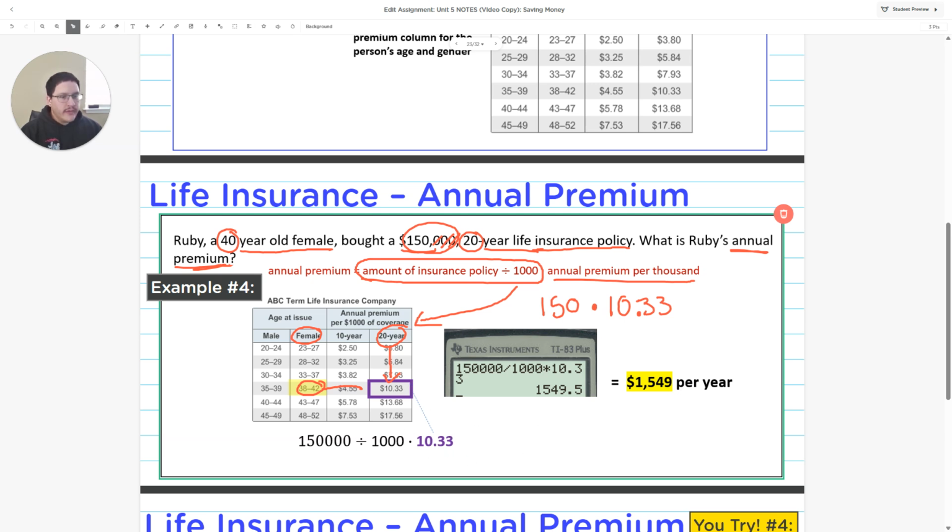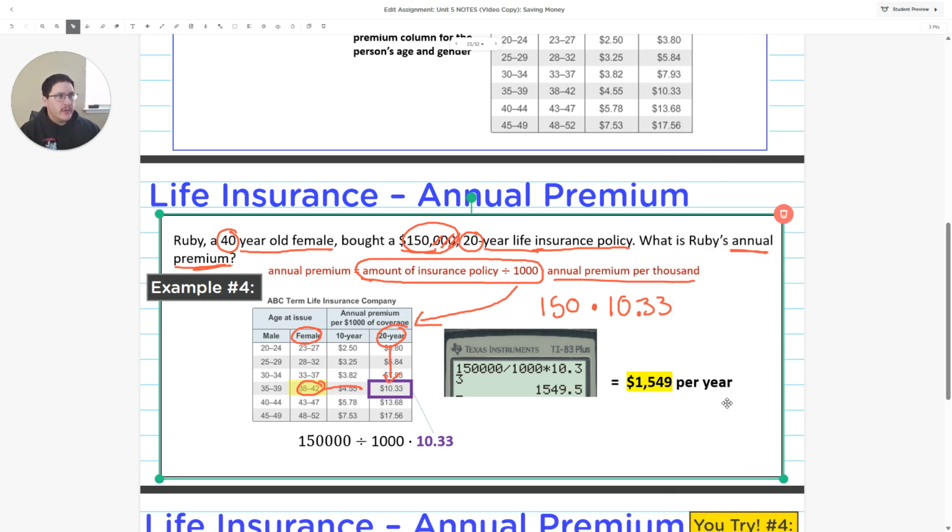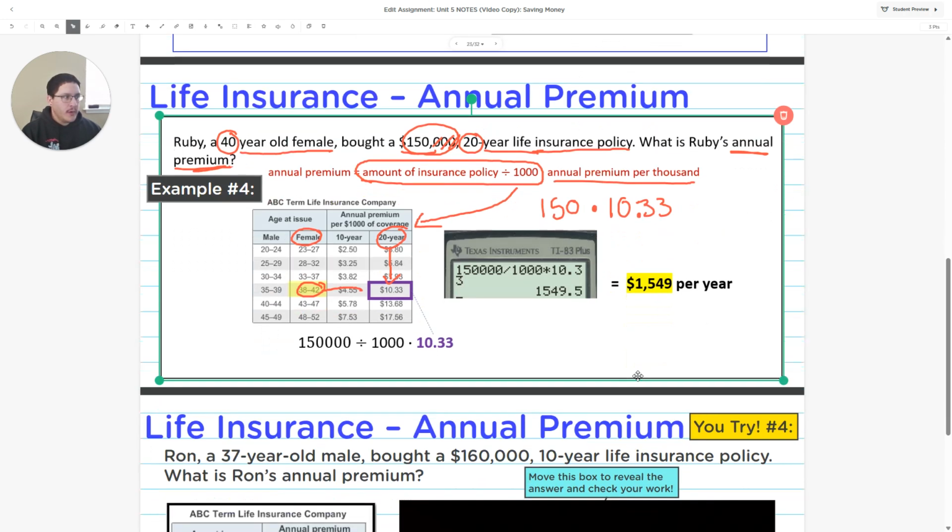And you could do all this in one go too. You don't have to just do it piece by piece like I did. I just did it that way to break down what's going on with this problem. So again, you could just do this all in one go, and you'll come to the same conclusion, same result. Either way, this is how much she owes for life insurance per year to take out this life insurance policy. And that's it for example 4.